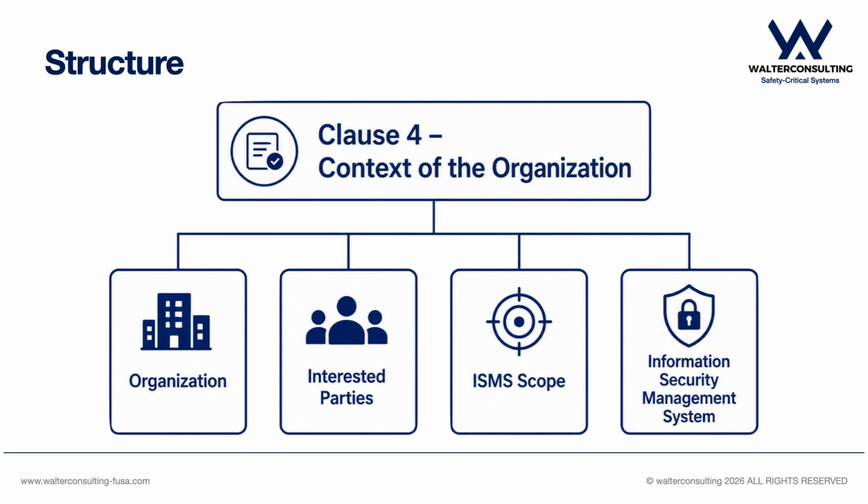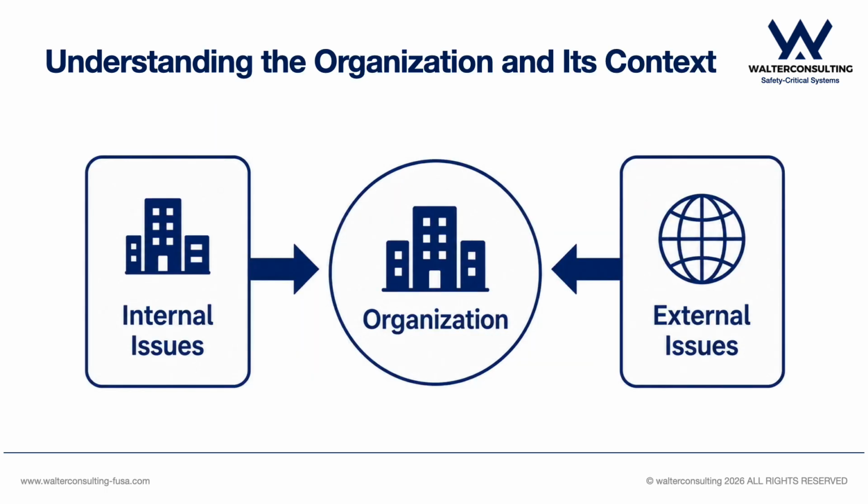The first step is understanding the organization itself. Every organization operates within a unique environment. Internal factors may include organizational structure, business processes, available resources, and company culture. External factors may include legal requirements, customer expectations, market conditions, and technological developments. Understanding these factors helps ensure that the information security management system reflects the organization's real operating environment rather than relying on generic assumptions.